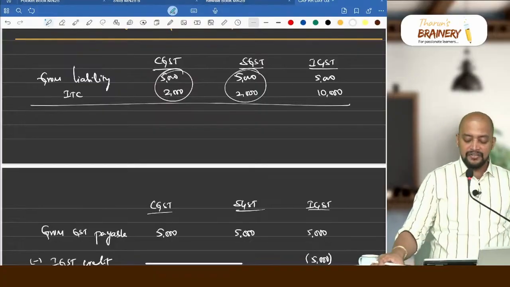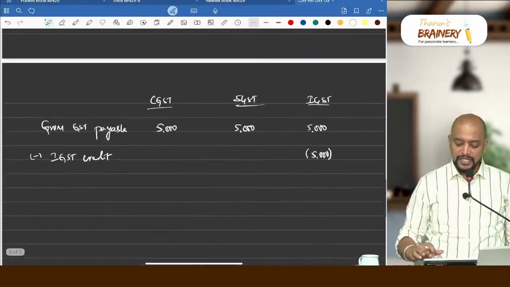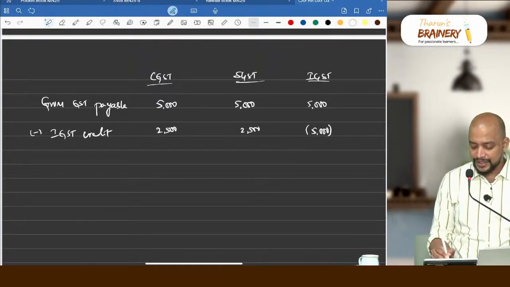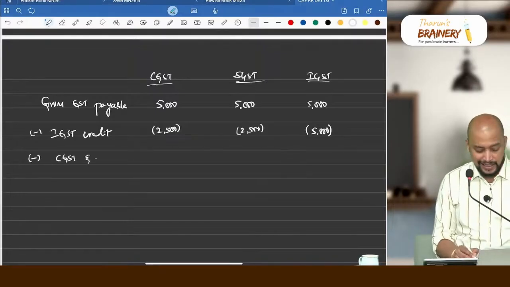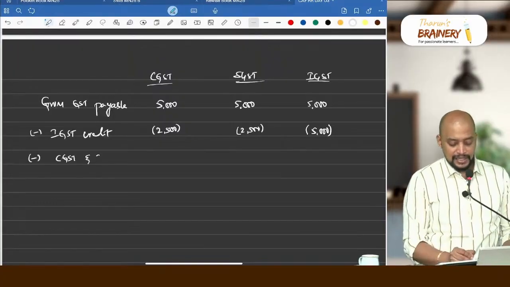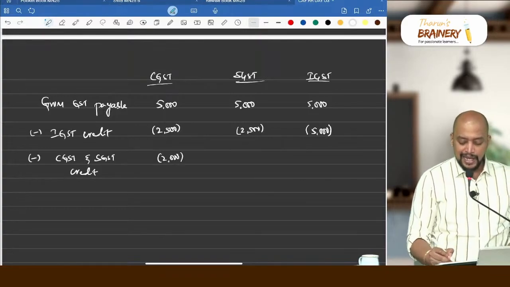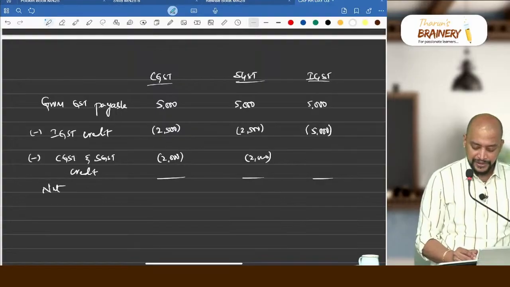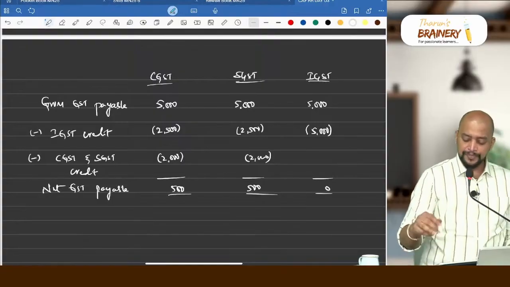What is their liability? 5 minus 2, that is 3,000. Equal liability, so you equally split. That is 2,500 and 2,500. Thereafter you will be utilizing CGST and SGST credit. CGST and SGST credit we have utilized, that will be 2,000 and 2,000, so that we will get net GST payable. So net GST payable will be 500, 500, 0. So the total will be 1,000.